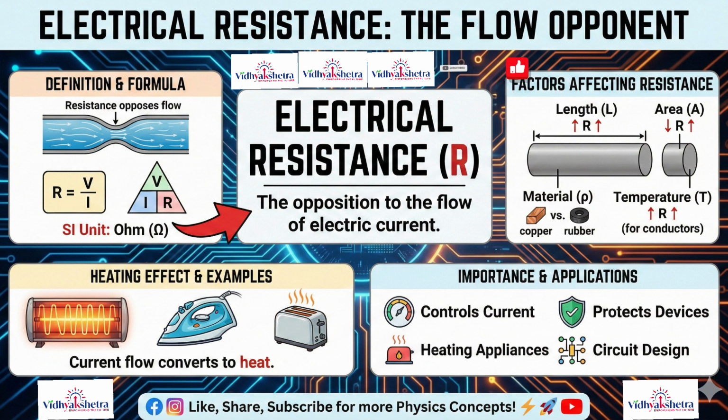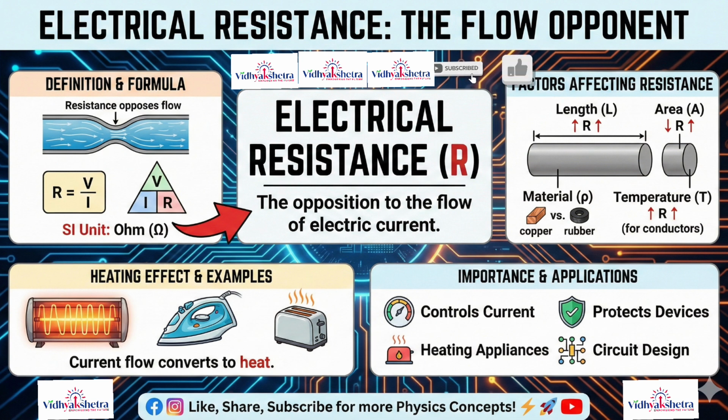Resistance in series and parallel circuit. Series combination. Total resistance increases. R total = R1 + R2 + R3. Parallel combination. Total resistance decreases. 1/R total = 1/R1 + 1/R2 + 1/R3.